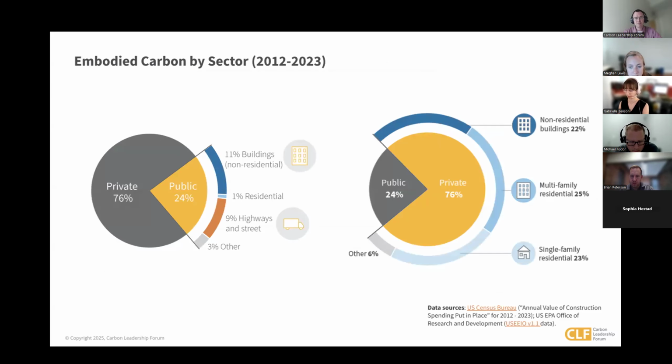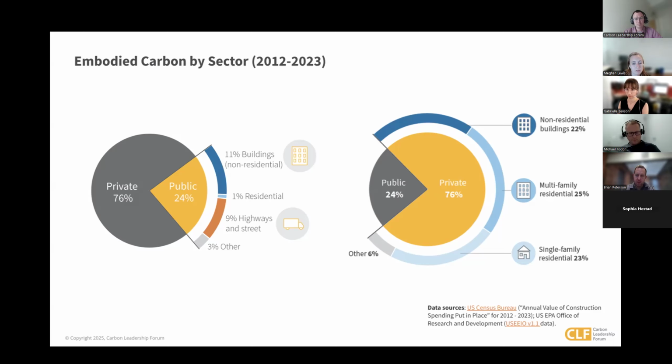And in the US, thinking about the kinds of projects that get built and what that means for where embodied carbon comes from. These are two different charts looking at impacts in the US. This is from a 10-year period from 2012 to 2023. On the left here, you can see that about a quarter of projects built in the US are public projects, which is why we see a lot of focus on government procurement policies focused on lower carbon materials, called Buy Clean, or there are other iterations, but Buy Clean is a common name.